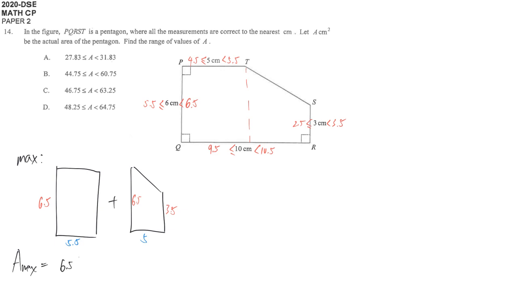Rectangle 6.5 times 5.5. For the trapezium, it's 1/2 times the upper base plus lower base, times the height. We get 60.75. So the answer is B.